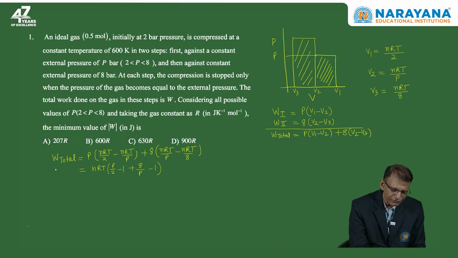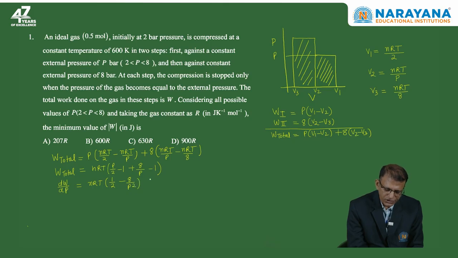So if we want to calculate what is the minimum or maximum value of work done, for that we have to differentiate work done with respect to pressure. So on differentiating this with respect to pressure, nRT is constant, and differentiation of this is 1 by 2, and if I differentiate this, I can write this is minus 8 upon P square. This should be equal to 0. From there we can calculate what is the value of pressure. So the pressure coming is equal to 4.